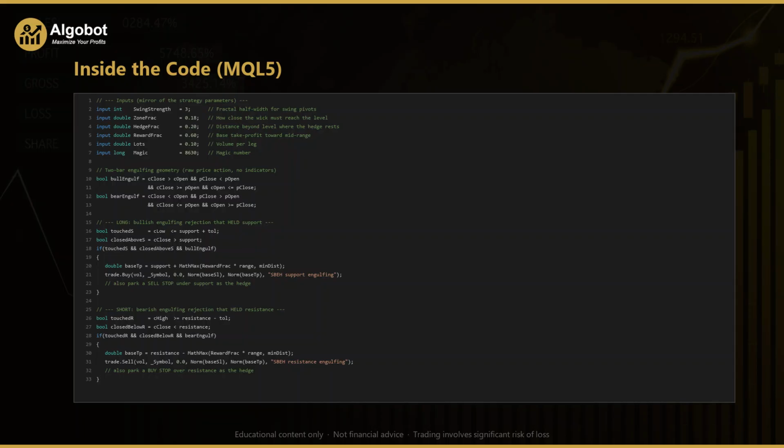HedgeFrac sets how far beyond the level the resting hedge stop sits. Reward frac defines the base take-profit distance back toward the middle of the range. And we also have lots for the volume per leg and a magic number to tag the orders. Just below, the strategy computes the two engulfing patterns purely from open and close prices, with no indicator anywhere.